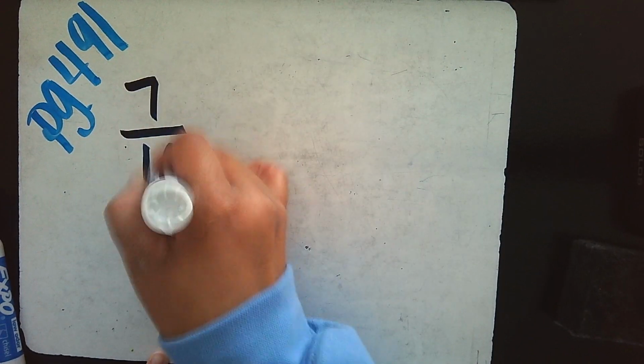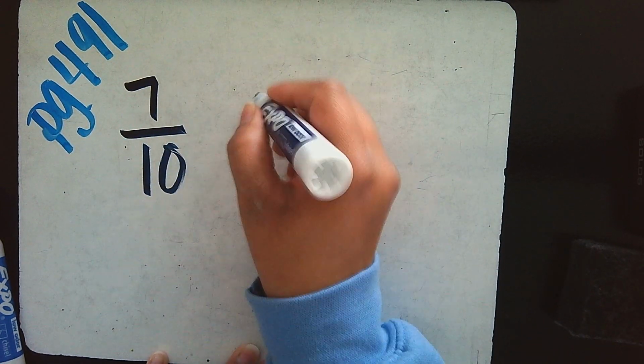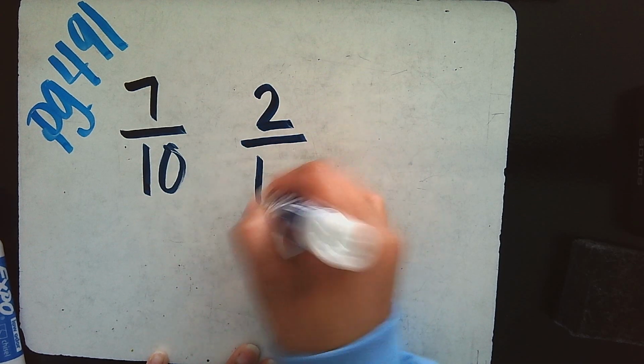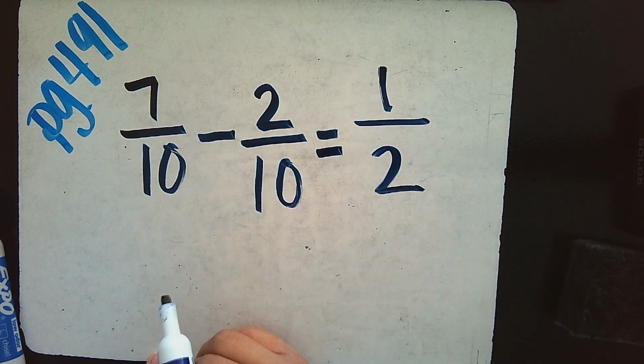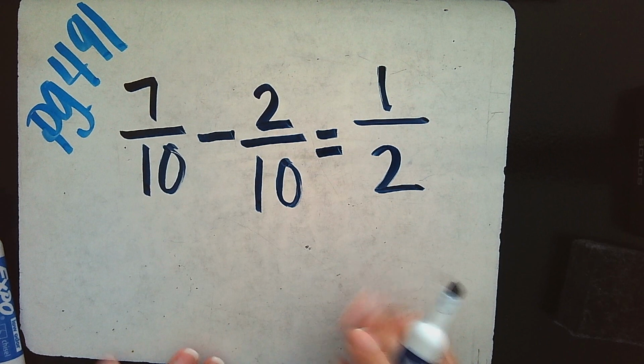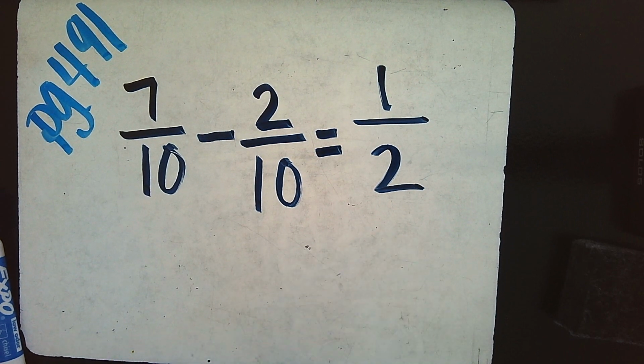Number 1 says, Jesse has a bottle that contains 7/10 liter of water. He drinks 2/10 liter. Jesse says he has 1/2 liter left. Is he correct? So my problem is telling me he has 7/10 liter and he drinks 2/10. So we are subtracting. After he drank 2/10, he is saying he has 1/2 left. So we have to figure out if he is correct.